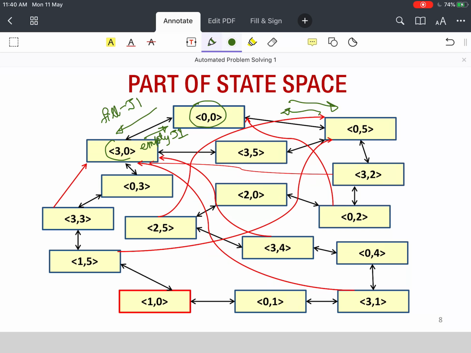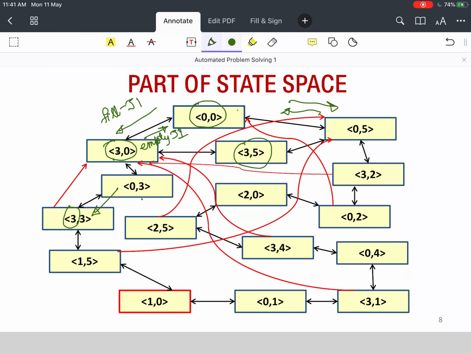Now this one from 3, 0 to 3, 5 is also a filling up of jug 2 when jug 1 is already 3. On the other hand, from 3, 0 to 0, 3 is a pouring of water from jug 1 to jug 2. On the other hand, from 3, 0 to 3, 3 is when jug 2 has 3 liters and jug 1 is filled up from the tank. And we can go on, so on and so forth, and we can try to find a sequence of steps.